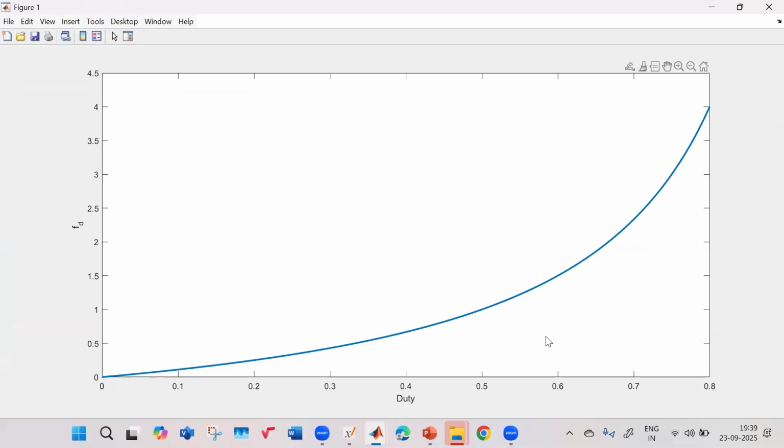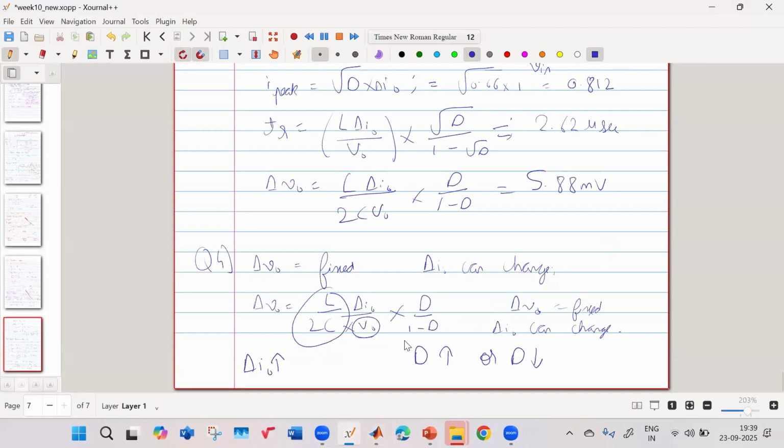So what is the thing is, your delta I naught, which we told, is increasing. So the thing which we are concerned about is what is the D upon 1 minus D. So if your delta I naught increases, you want your duty to reduce. Okay, because if your delta I naught increases, your delta V naught increases. Sorry, but you want delta V naught to be fixed, so that's why you have to reduce your duty. Okay, I hope this is clear.